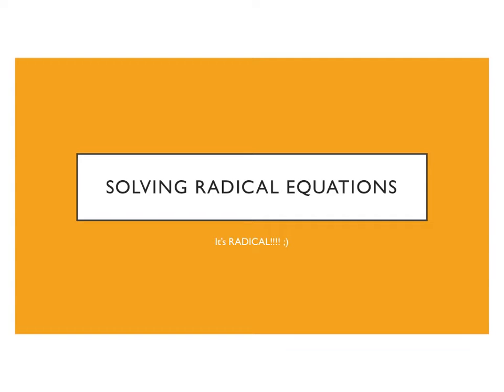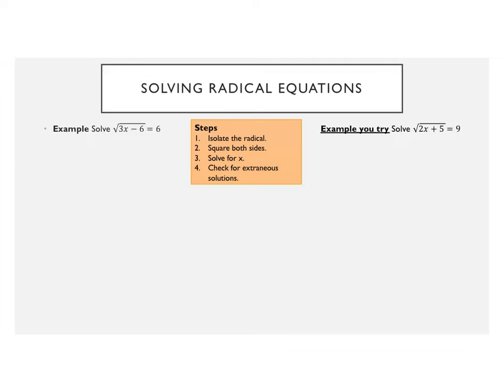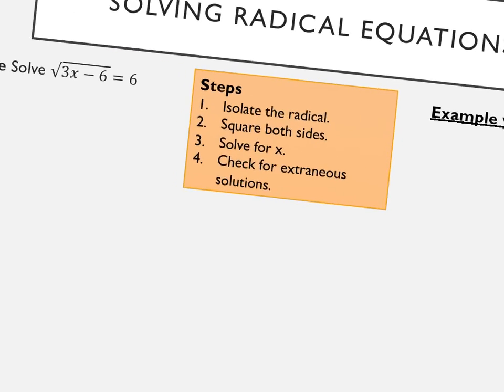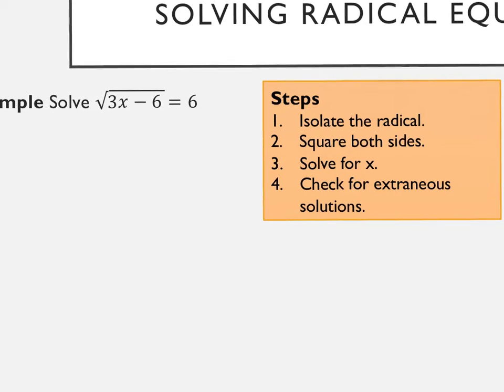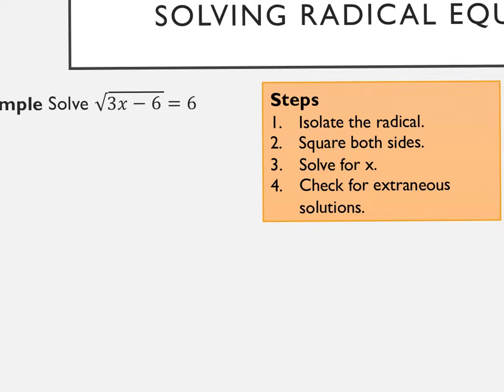Today you will practice solving radical equations. So when solving radical equations, notice we have some form of square root or cube root, and our steps include isolating the radical, squaring both sides to get rid of the square root. Remember, that's the opposite of square root. We're going to solve for x, and then we'll check for extraneous solutions.